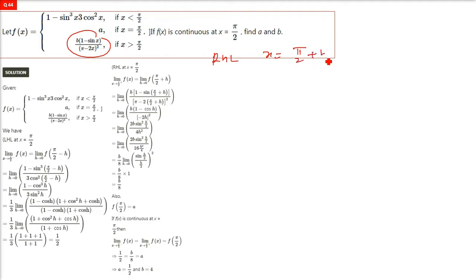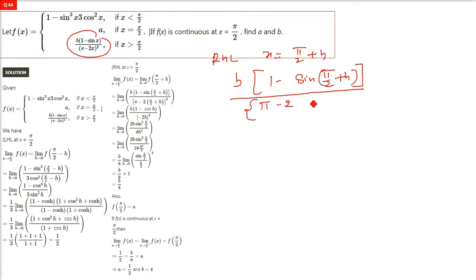Coming to the right hand limit, it's x equals pi by 2 plus h. b into 1 minus sine x. So we'll use pi by 2 plus h here. And in the denominator we have pi minus 2x whole square. So in place of x, pi minus 2 into pi by 2 plus h we are going to use here. Pi by 2 plus h, and this is whole square. So this x I just replaced with pi by 2 plus h.